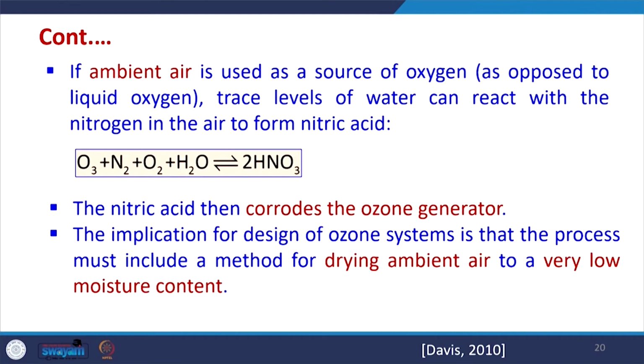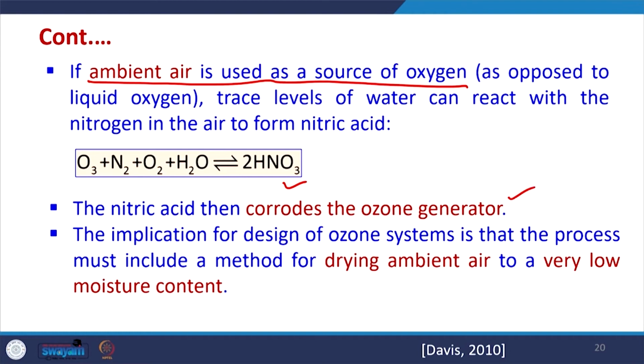The ambient air can be used as a source of oxygen as opposed to liquid oxygen. If we are using it, then the trace level of water can react with the nitrogen in the air to form nitric acid. This is a side reaction that is possible if we are using ambient air as a source of oxygen for ozone generation. This reaction is not desirable, and this nitric acid may corrode the ozone generator itself. So, we have to take care.